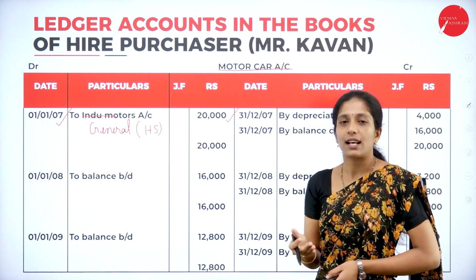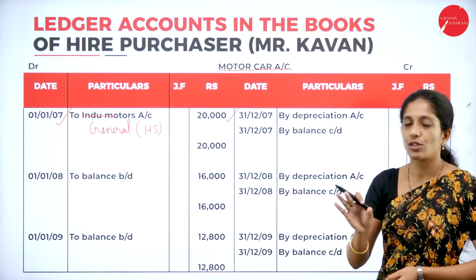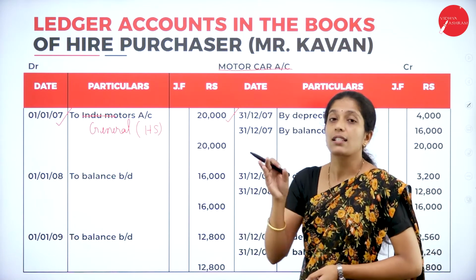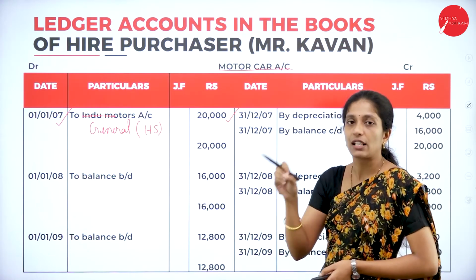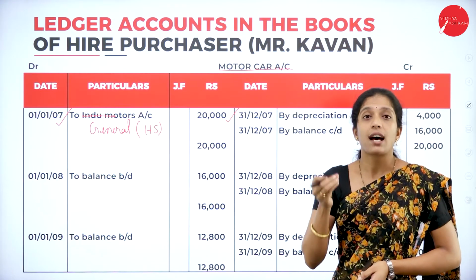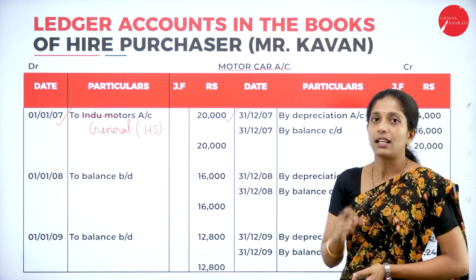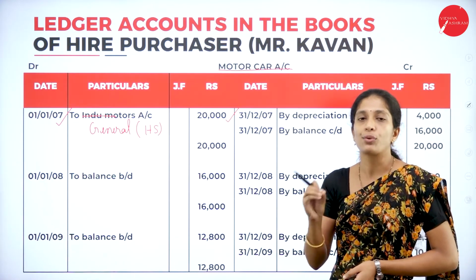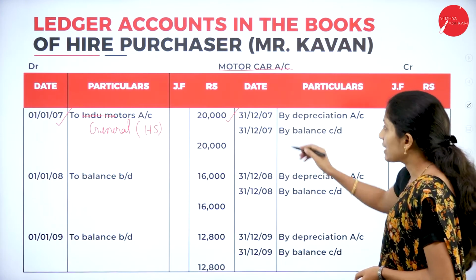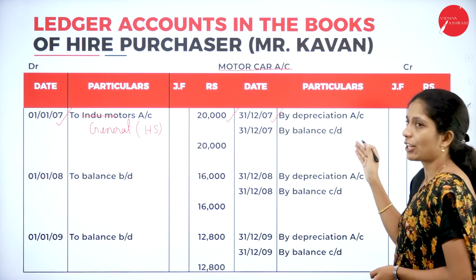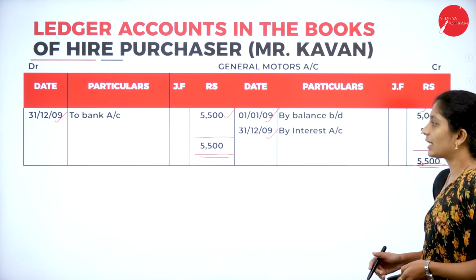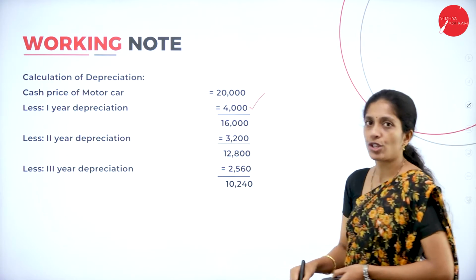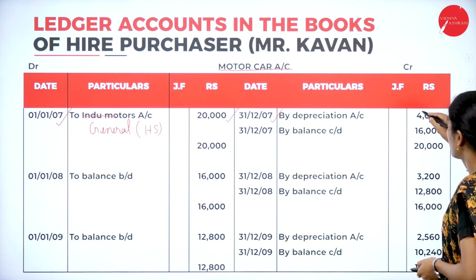After purchasing the asset, you will make the down payment, so there is no asset entry required. Next, interest due, there is no asset entry either. Next, charging depreciation. For the asset, you have to charge depreciation because the asset is in the hands of the hire purchaser, right? What is the entry for charging depreciation? Depreciation account debit to asset account. That is, at the end of the financial year, by depreciation account. How much? We have to see the table. We have calculated the depreciation. First year depreciation is how much? 4,000.